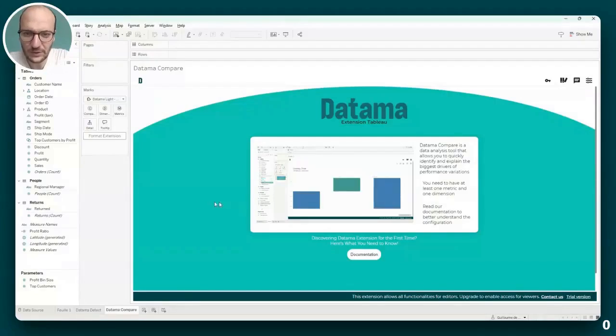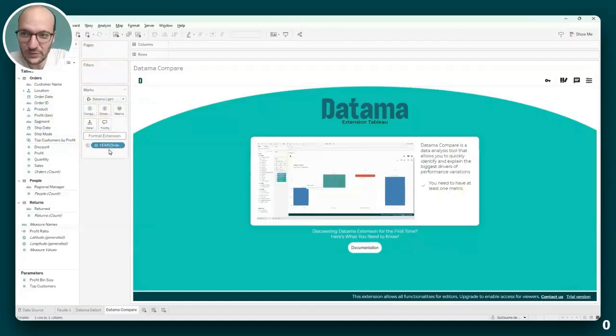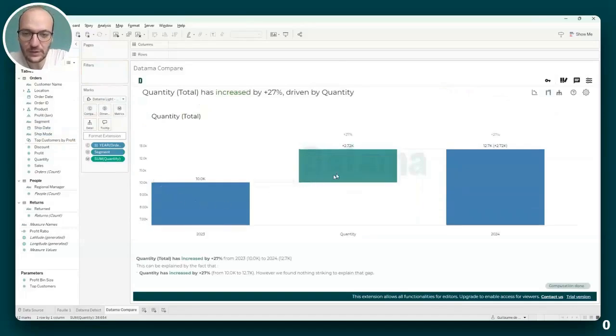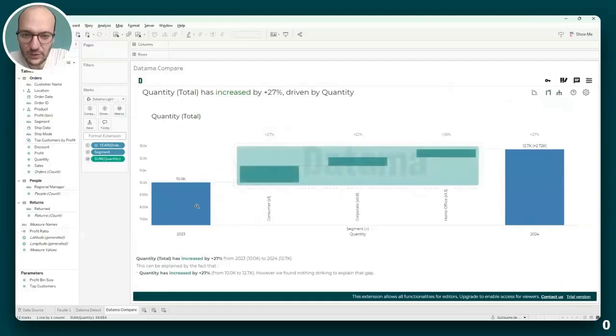Hello everyone, I am pleased to give you this mini demo of Datama Compare as a Tableau extension. Datama Compare is designed to drastically accelerate the way you explain a variation in any KPI. For example, the variation between 2 years of sales volume, let's say, in quantity, and you want to explain that by, let's say, customer segment. Datama will help you do this extremely efficiently and quickly.